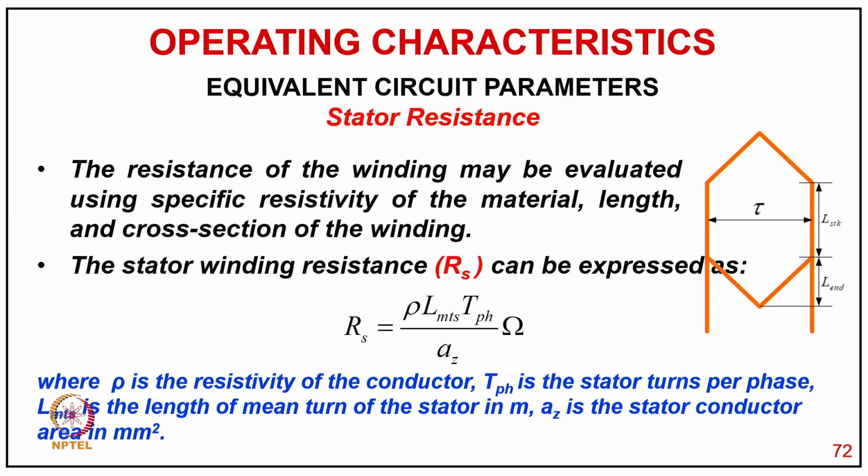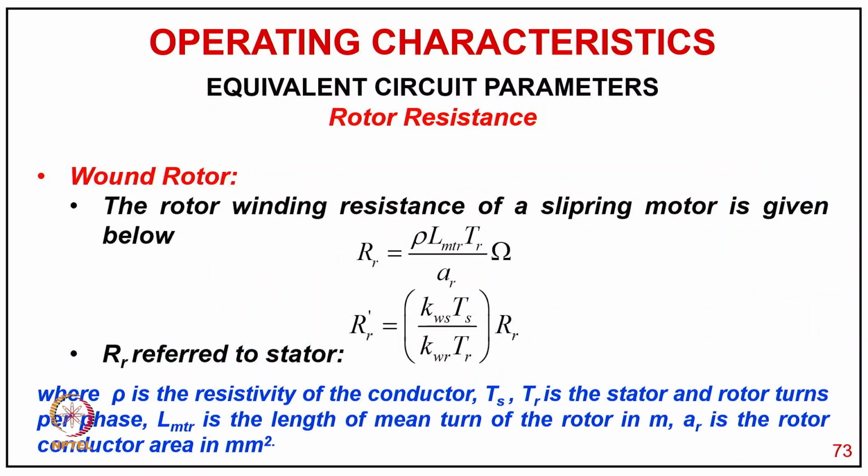So typically, the resistance of the winding may be evaluated using the specific resistivity of the material, the length, and the cross section of the winding. The stator winding resistance can be expressed as Rs equal to rho LMT Tph divided by As. You can find out how the length of mean turn can be calculated from these terms, where rho is the resistivity of the conductor, Tph is the stator turns per phase, LMTS is the length of mean turn of the stator in meters, and As is the stator conductor area in meter square.